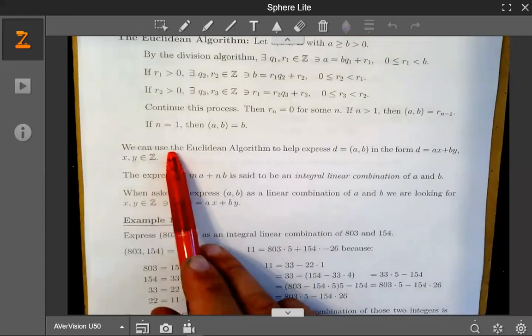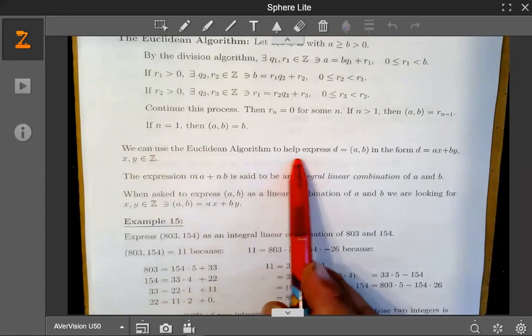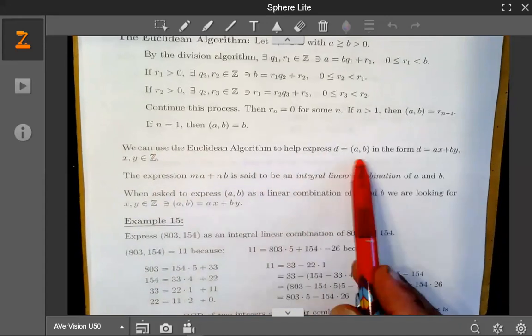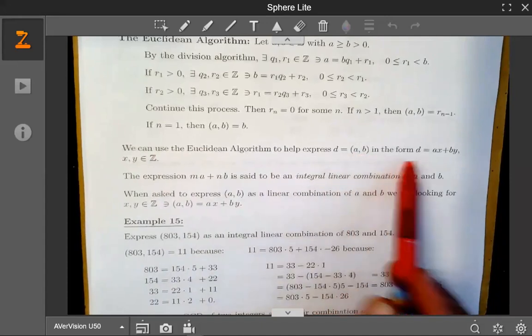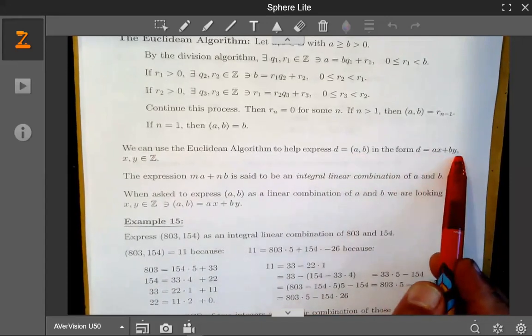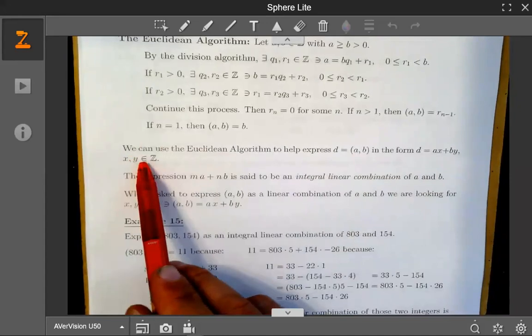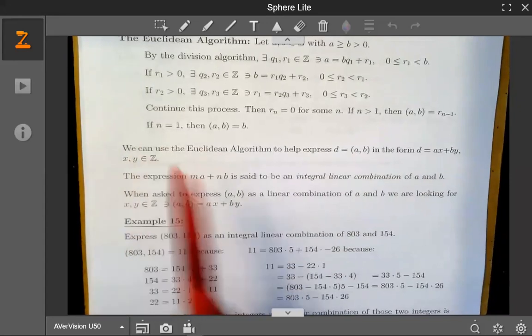We're doing some work with the Euclidean algorithm, and we're going to go a step further now. We can use the Euclidean algorithm to express the greatest common divisor of two integers in the form d equals ax plus by, where x and y are integers.